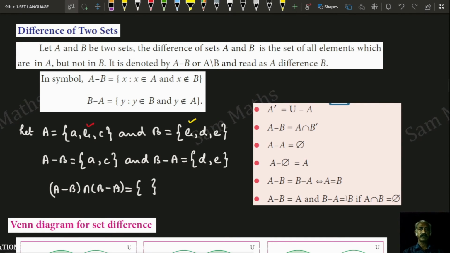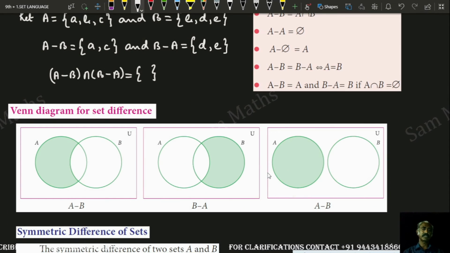This we can see in Venn diagram for set difference. A minus B, first we are finding, that is this shaded portion. Then B minus A is this portion. From B, you have to take the common element of A. Just cut the A part from B. Then if it is disjoint sets, A minus B means B should be removed from A. You will get the full A. Clear, children? The Venn diagram also you must know.